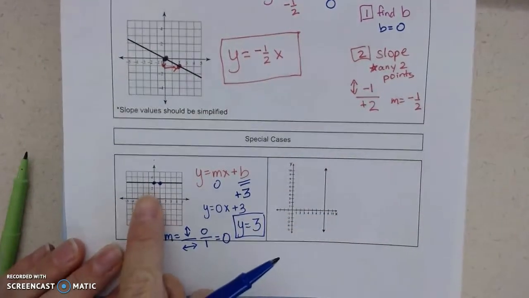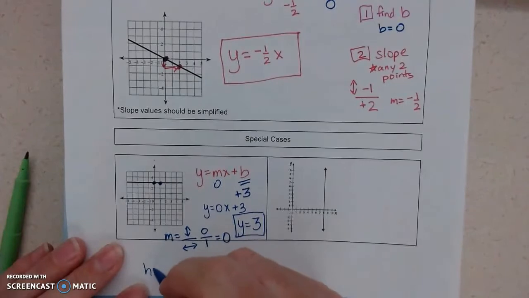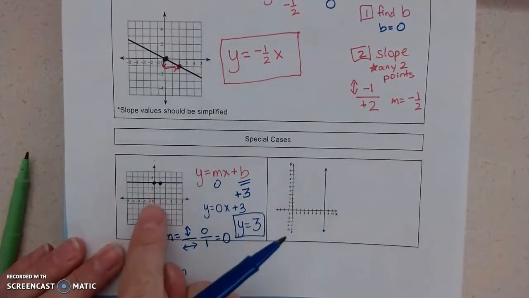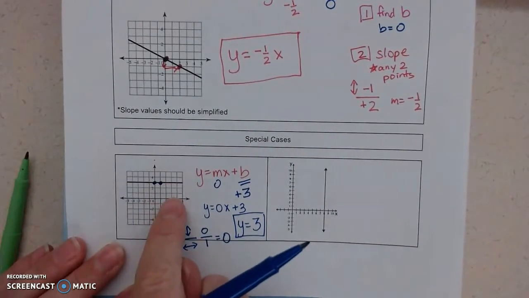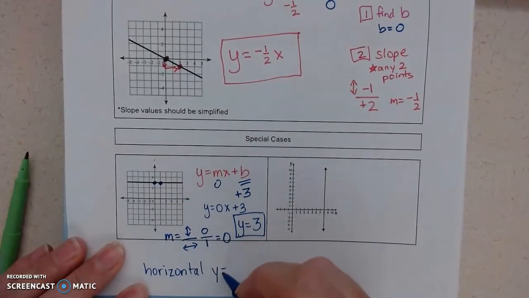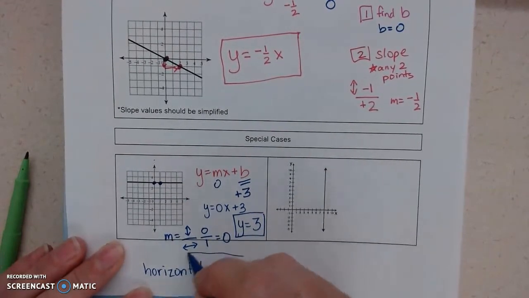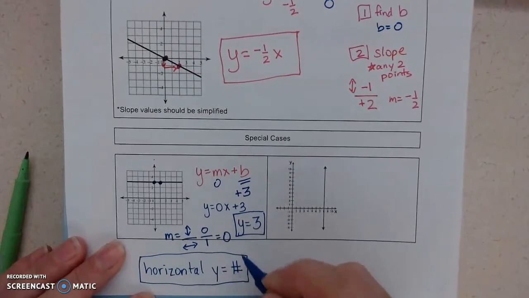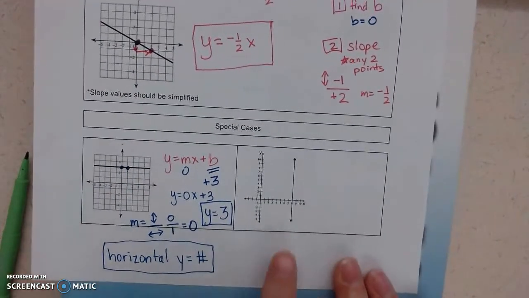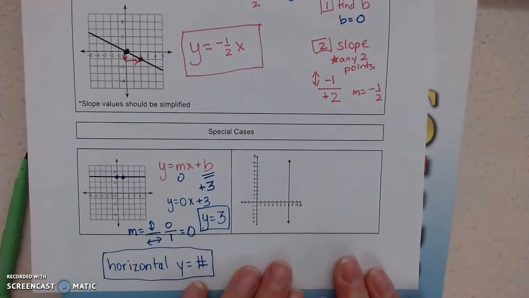So whenever you have a horizontal line, it will always be whatever the y-intercept value is, because all of those ordered pairs are (1, 3), (2, 3), (3, 3), (4, 3). All the y values are 3. Always. If you remember that, it'll save you a little bit of work. Now, let's go to the second exception. This is a vertical line.